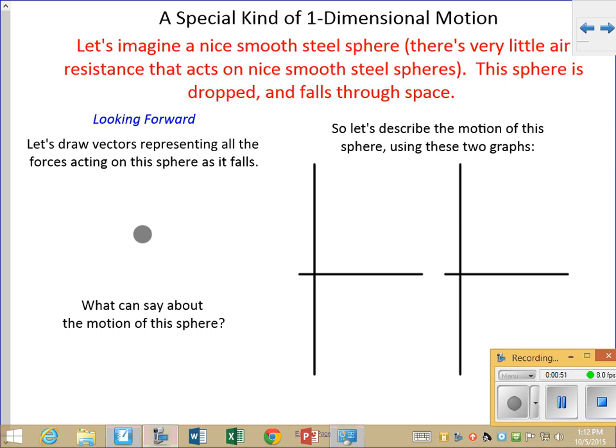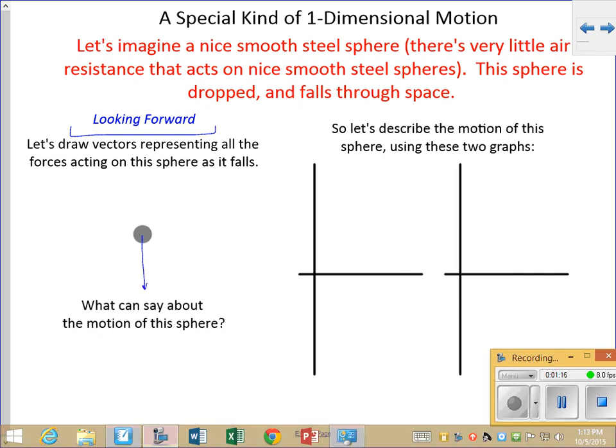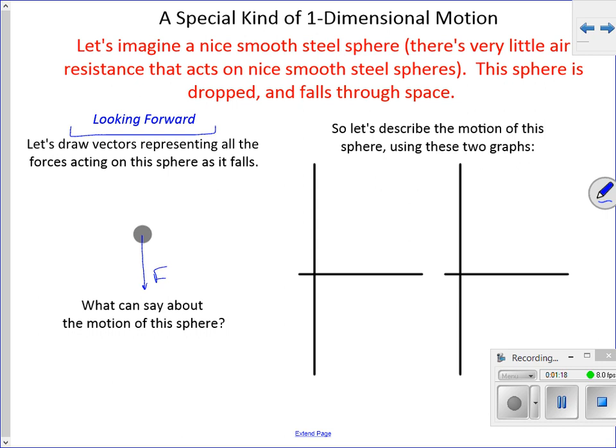Now, looking forward, we're going to do a whole bunch of this in the weeks to come. We'll look at an object, and we'll draw vectors that represent forces acting on objects in lots of different situations. In this case, we'll draw the forces acting on this sphere as it falls. Well, the only one is this one. We can draw it like this, and I would label that force F subscript G. That's a gravitational force. All right.